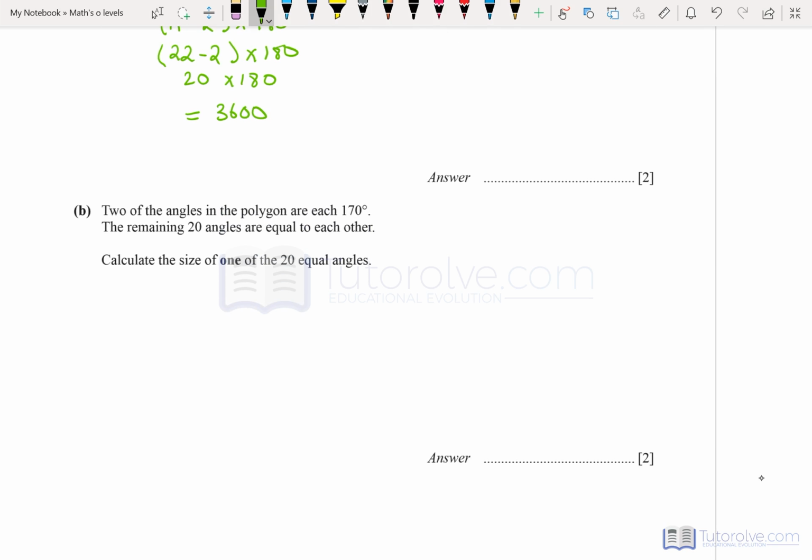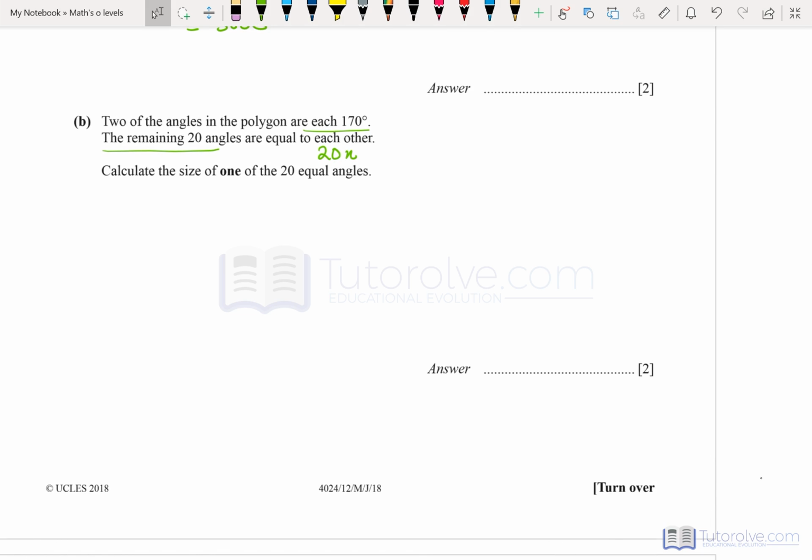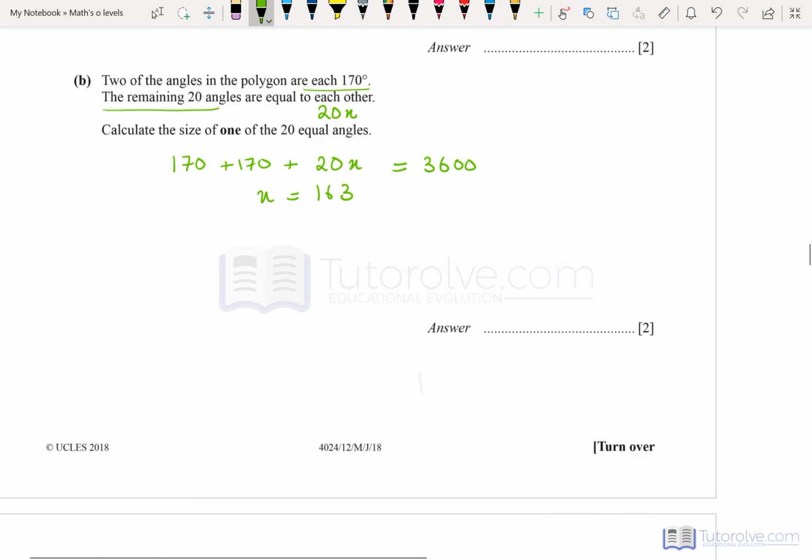Two of the angles in the polygon are 170, and the remaining 20 angles are equal to each other. So if they're equal to each other, and they're 20 in number, our 20 angles are 20x. Calculate the size of one of these 20 angles, so we need to find our answer for x. We have two angles of 170 and 20 angles of x, and this sums up to 3600. If we calculate for x over here, we have 163 as our final answer.